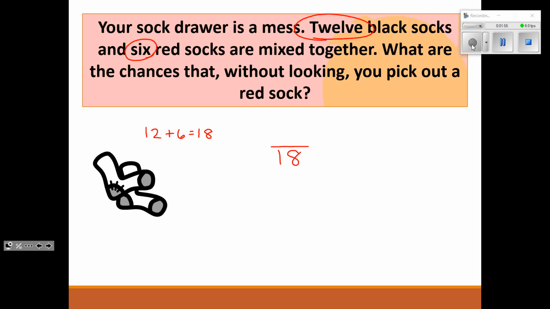So that goes on the bottom of our ratio. Then you see what it's actually asking for. What are the chances that without looking you pick out a red sock? So how many of those socks were actually red? Well, it was 6. So that is the number that goes on top. So this was the number of red socks. This was the total number of socks. And you set up what looks like a fraction or a ratio. Then you can simplify it. Both of these are divisible by 6. So that would be 1/3. It can be written as a fraction or as a percent, which would be 33% chance of pulling out a red sock.